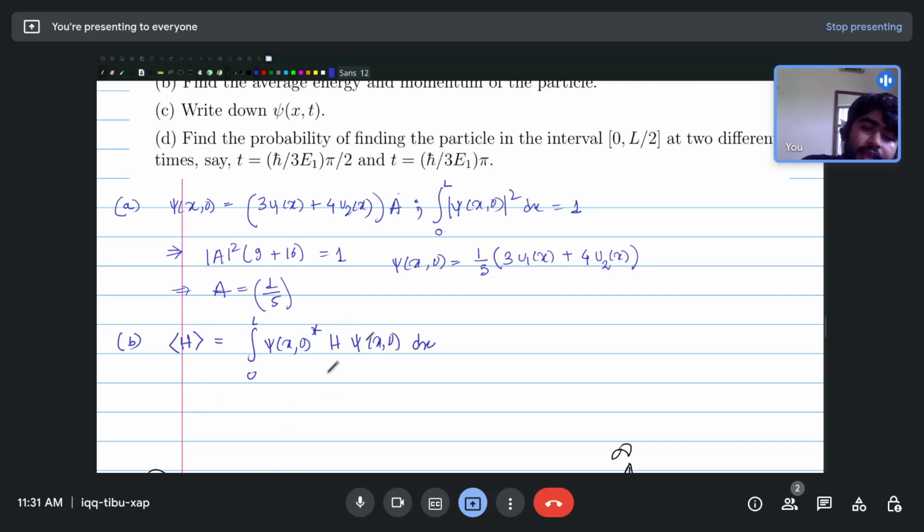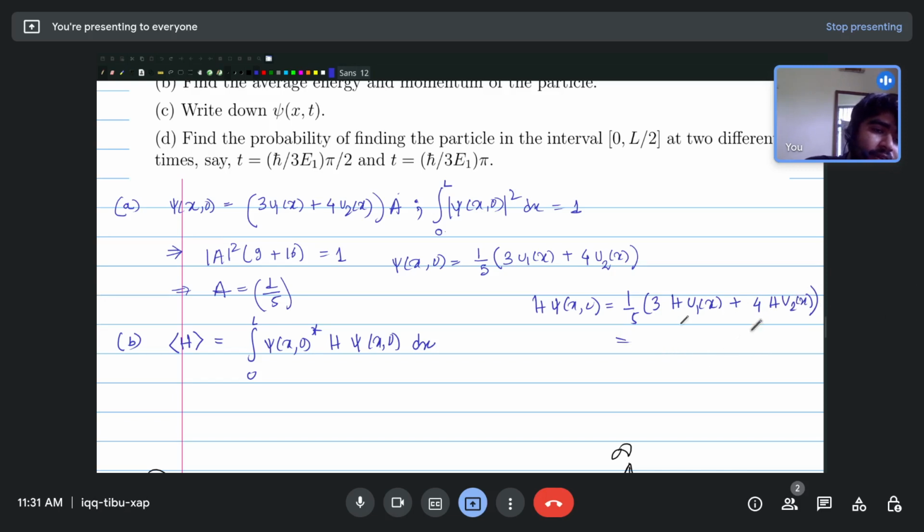Actually the action of H on this psi is very easy, so let's calculate it separately. H will go through the numbers and directly act on the states, because H is a linear operator. And the same for this u2 part also, H will directly act on the u2 of x.